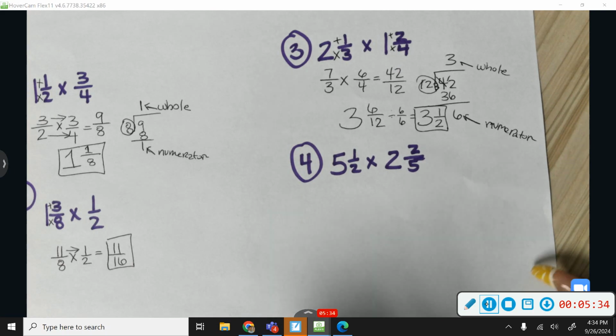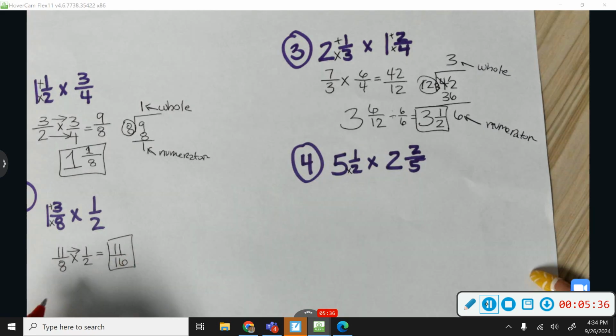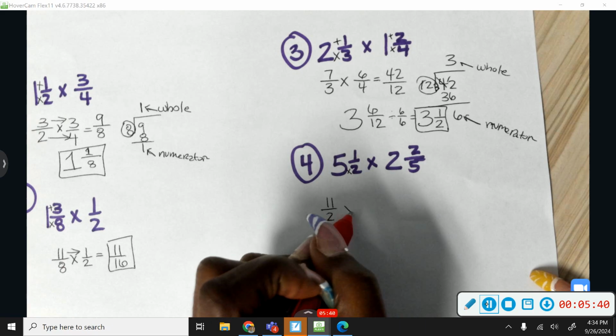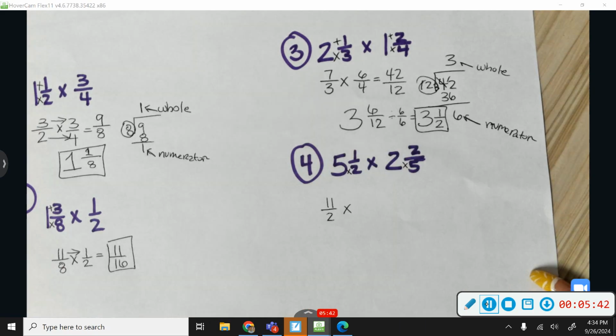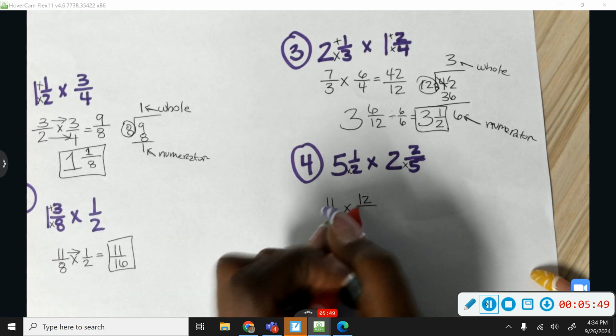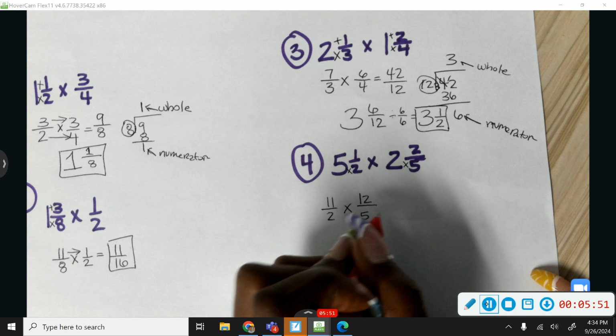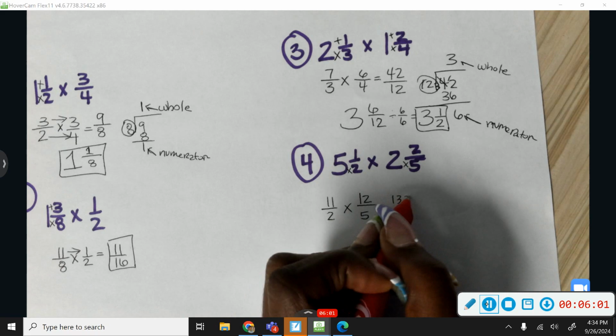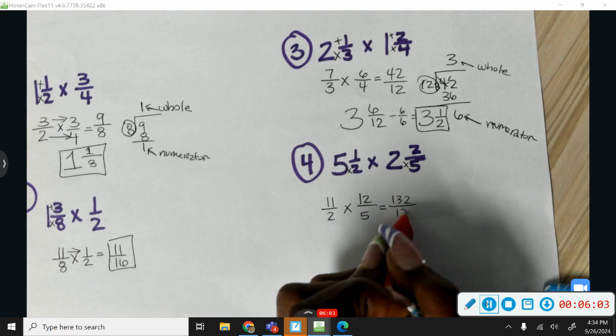5 times 2, that's 10, plus 1, that gives me 11 over 2, times 5 times 2, that's 10, plus 2, that gives me 12 over 5. So again, I'm going to multiply straight across to determine what my answer is. And I get 132 over 10.